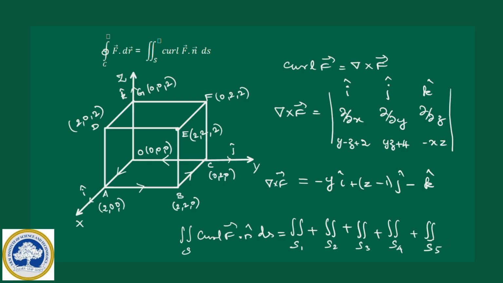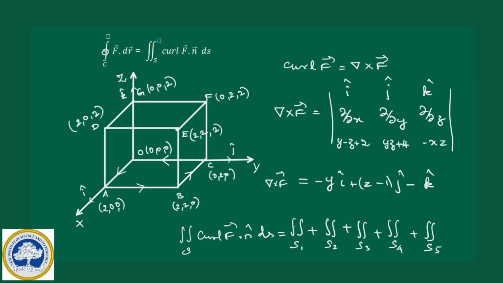So what are these surfaces? That is surface S1, we can take it as DABE, that is the front part of the cube. Similarly, the back side we can take as S2, the right side as S3, the left side as S4, and the top as S5. We won't be considering the bottom portion since the surface is an open surface.